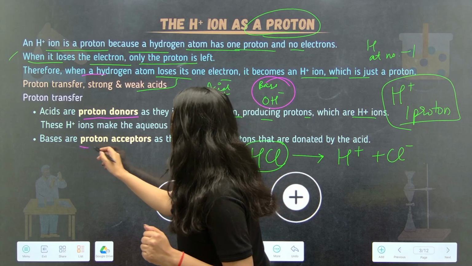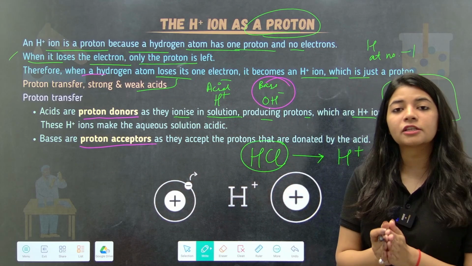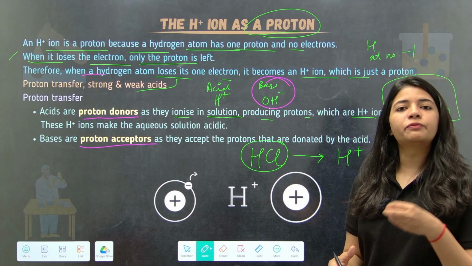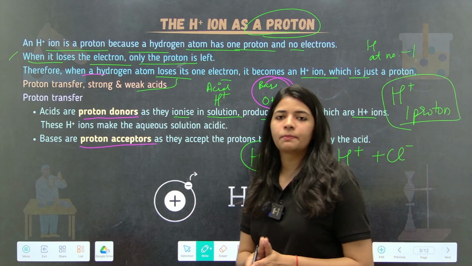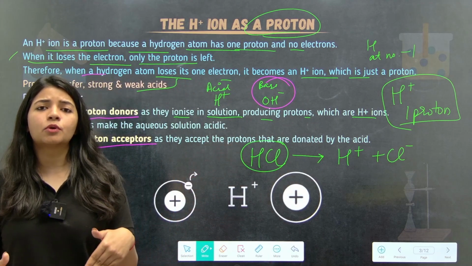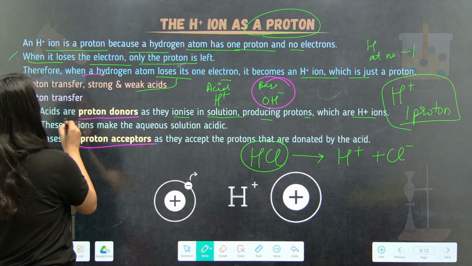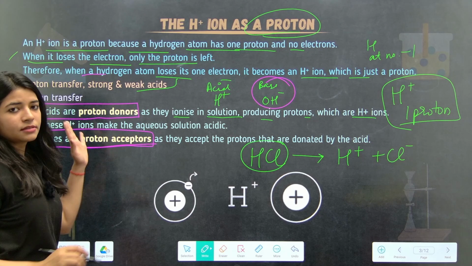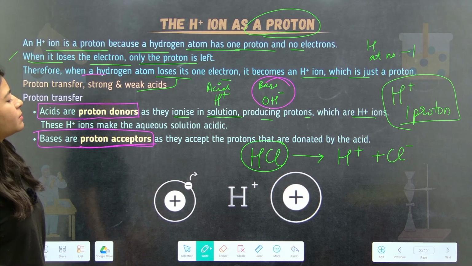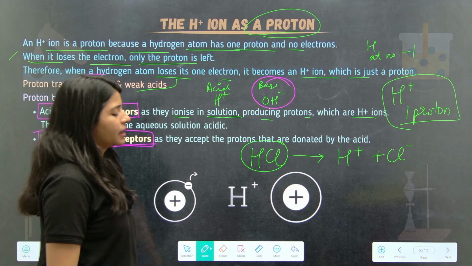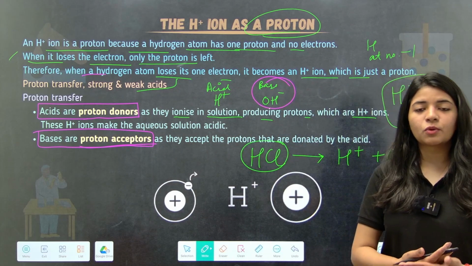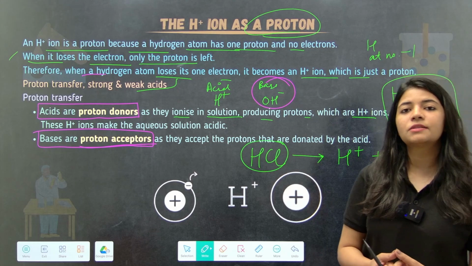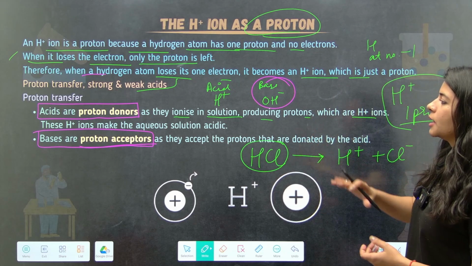Next, bases are proton acceptors. In this particular slide, we are understanding acids and bases in terms of protons. One of them is a proton donor and the other is a proton acceptor. The one which is a proton donor is your acid and the one which accepts protons is your base. This you should know. Bases accept the protons that are donated by the acid. So acids are those substances which donate protons and the substances which accept those protons are known as bases. Now please quickly make a note of it.